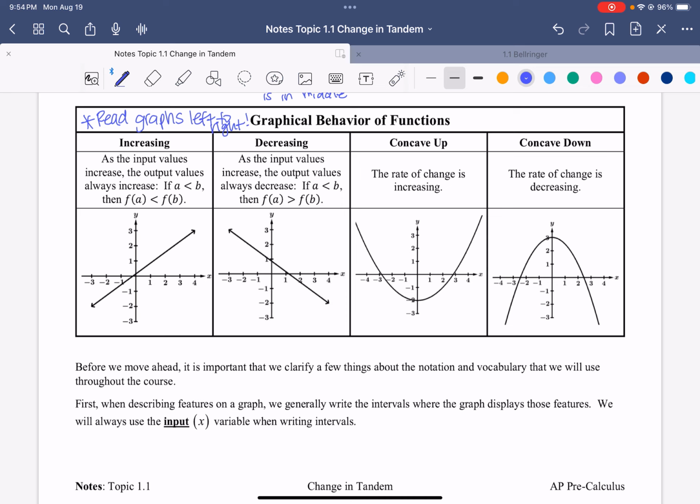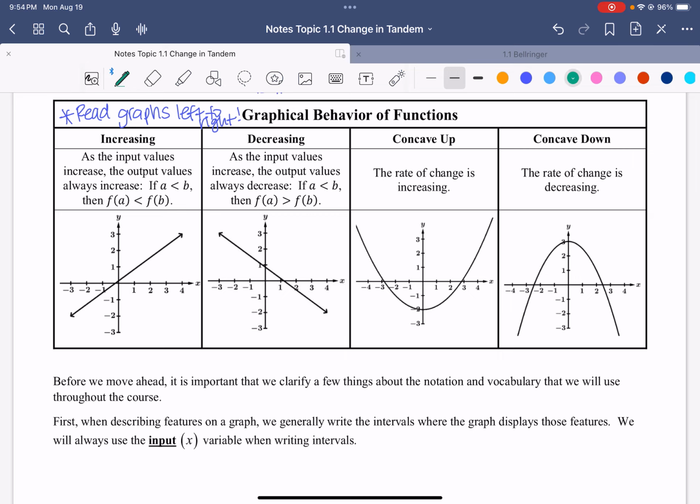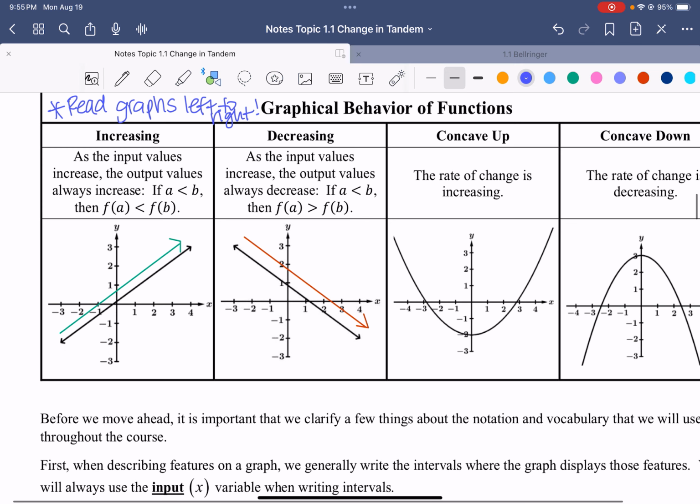Okay, and then so if we're looking at this increasing graph, as you go from left to right, notice that the graph is going up. So that's going to have a positive rate of change, so the graph is increasing. Versus the decreasing graph, as you go from left to right, the function is going down, so it is decreasing. Okay, now both increasing and decreasing are talking about slope. So both of these refer to your slope. Does the graph go up or down?